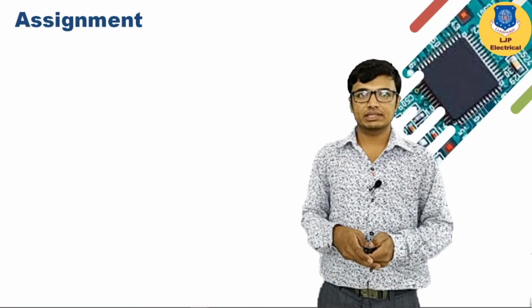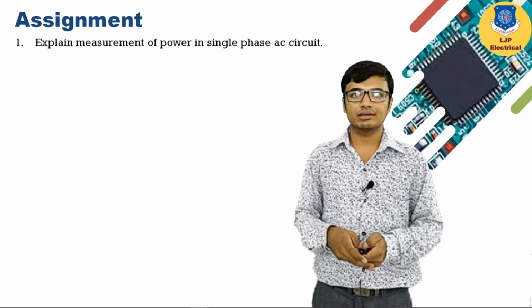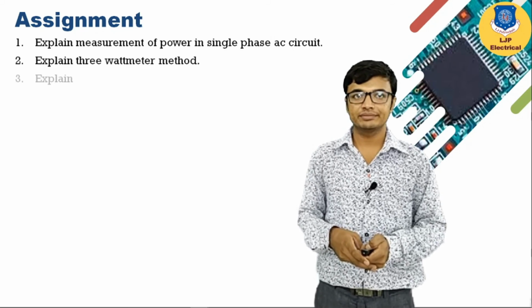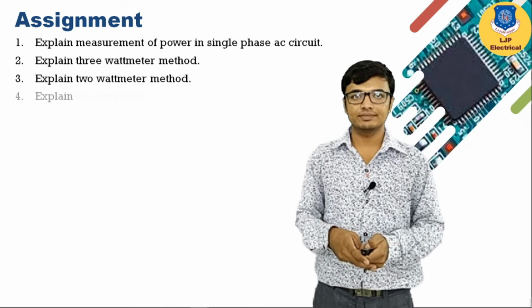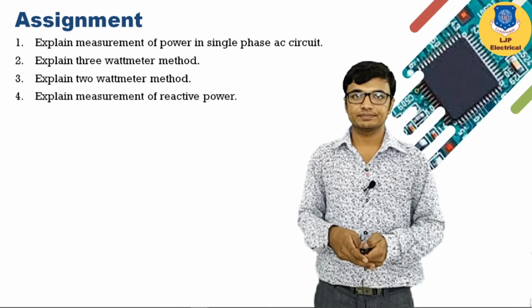Here having some of the question for assignment. First question is that explain measurement of power in single phase AC circuit. Explain 3 wattmeter method. Explain 2 wattmeter method. And the last one is explain measurement of reactive power.